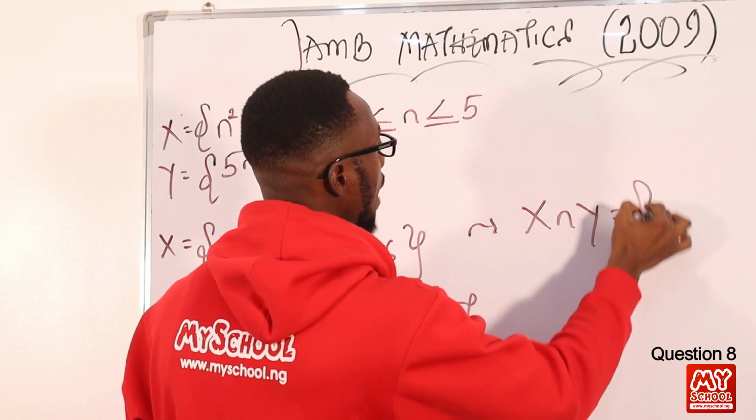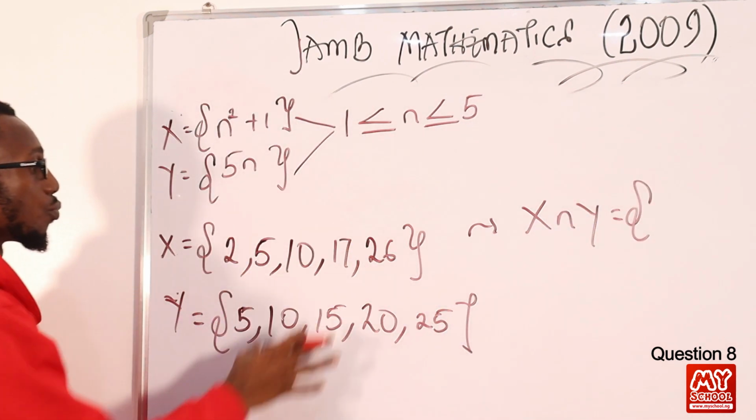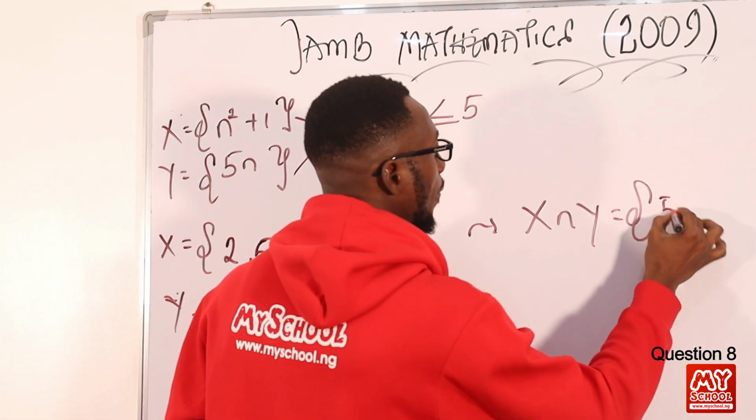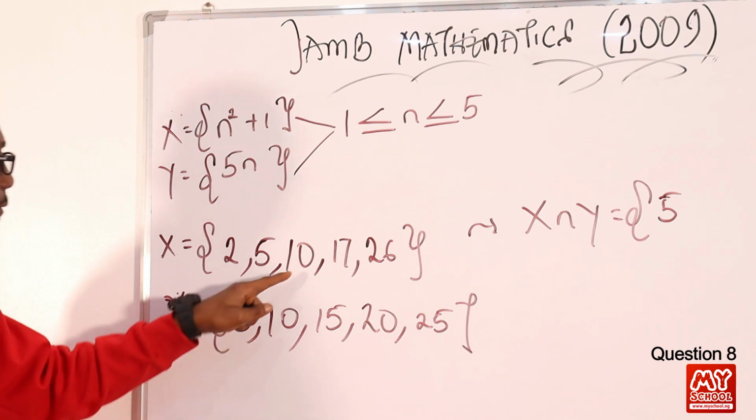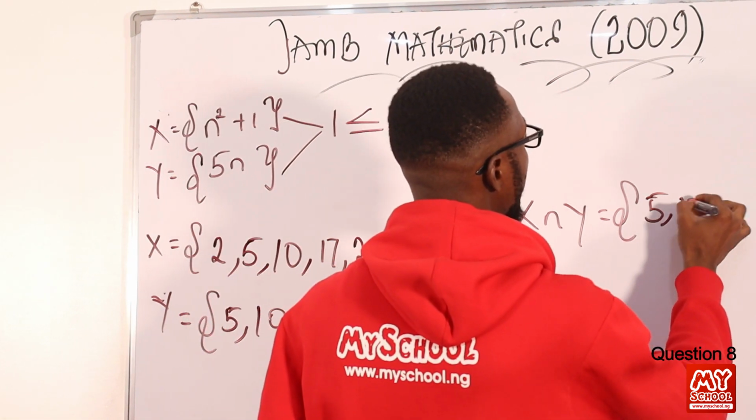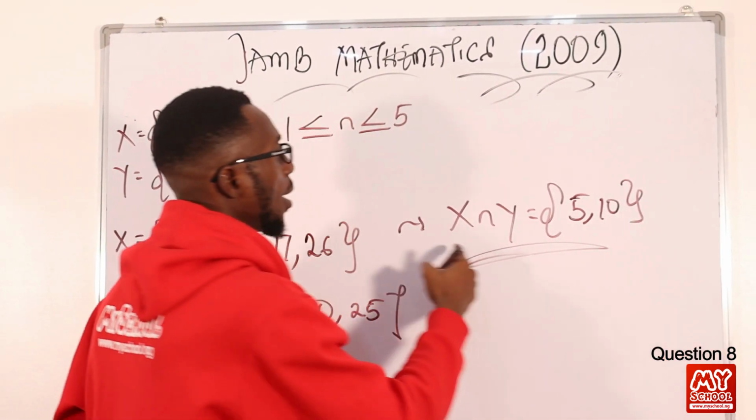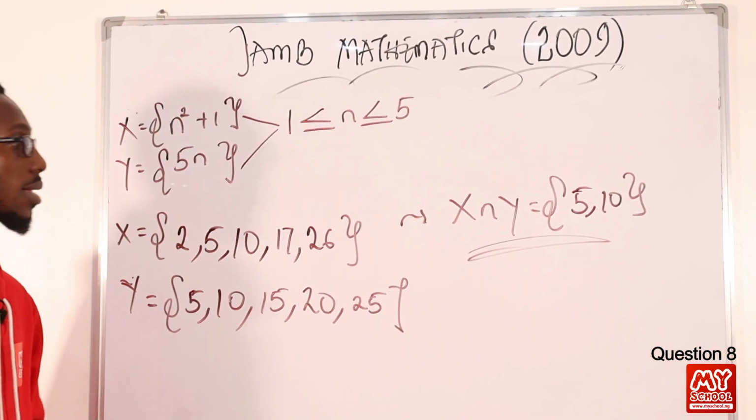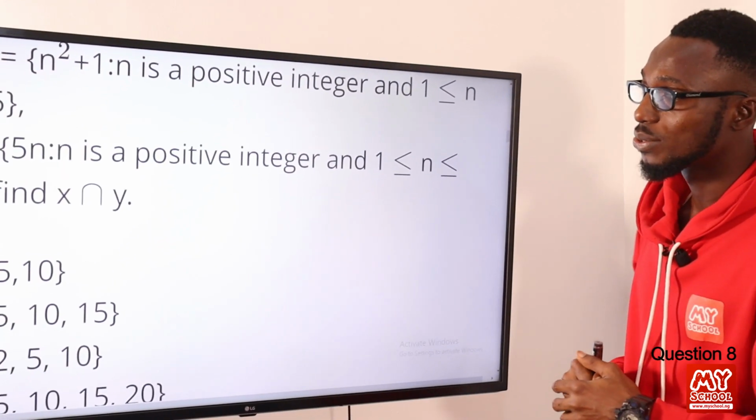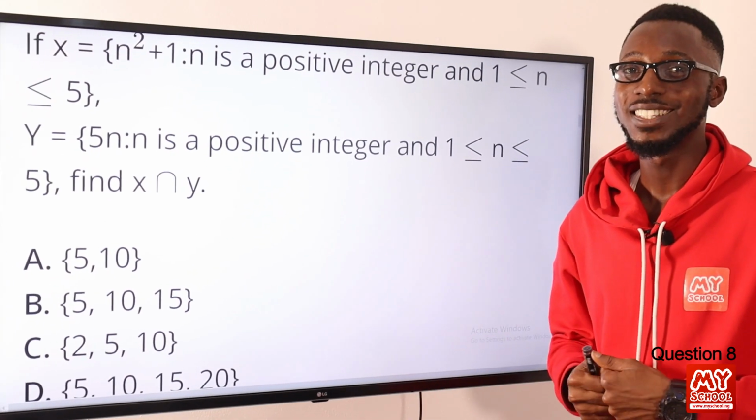So what are the elements that are common to both sets? I can sort out 5. Which other one? 5 and 10. Yeah, 5 and 10. So I can see that 5 and 10 are common to X and Y sets. So let's look for 5 and 10. Very well, we can find that in option A. So option A is the valid option.